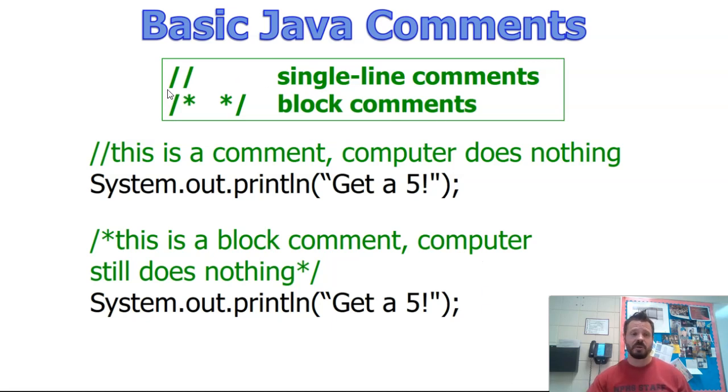Like with JavaScript, we can do 2 forward slashes in a row. That'll be for a single line comment. So when I do 2 slashes, we can say this is a comment. The computer does nothing. This isn't going to affect the way it runs. And we also have a block comment where everything we want in that comment is sandwiched between a slash and a star. So in this case, I have a multiple line comment. This is a block comment. Again, the computer does nothing.